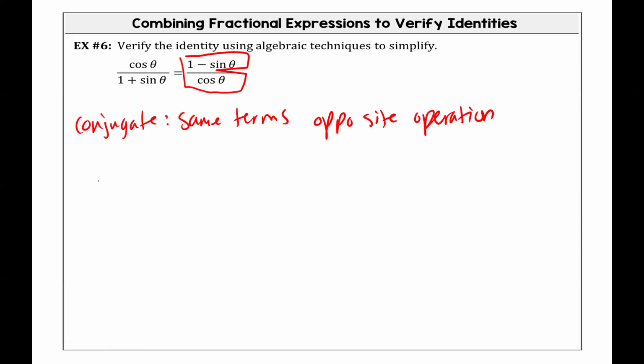So we're going to be using this. We have cosine theta over 1 plus sine theta, and we're going to multiply it by its conjugate. So its conjugate is just simply 1 minus sine theta, because your terms stay the same, but your operations are going to change. This is just a fancy 1. Anything divided by itself is what? 1. So am I really changing this problem that much?